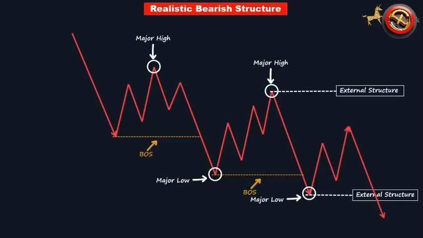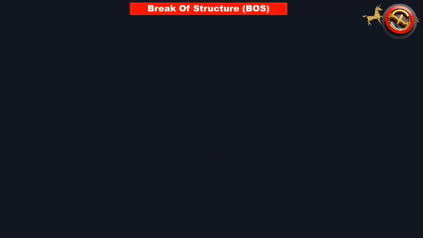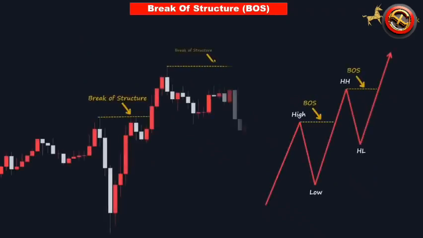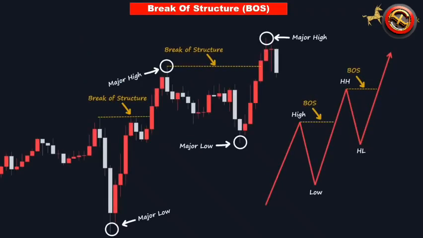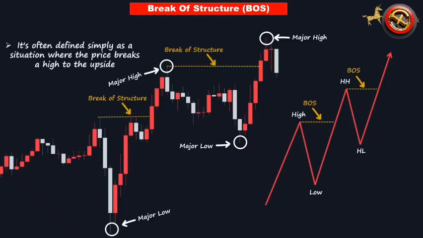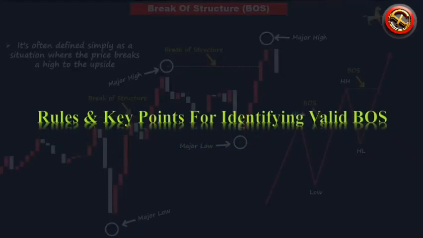Now, we will delve into another crucial aspect of market structure, the break of structure, BOS. You've likely encountered BOS in various trading tutorials, market structure videos, and trading handbooks. For example, in a bullish structure it is often defined simply as a situation where the price breaks a high to the upside. However, in reality, there are specific rules and key points that we must consider to identify a valid break of structure. Now let's move on to the specifics of those key points and rules.